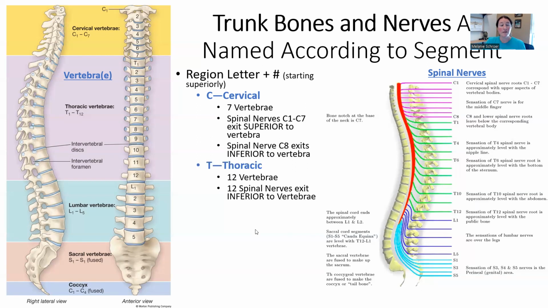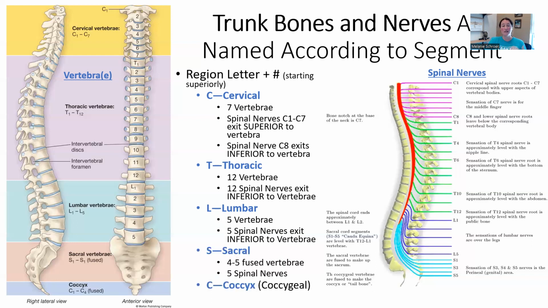Okay. In the thoracic region, we of course have 12 vertebrae, right? Each vertebra articulates with a pair of ribs. Okay, so these thoracic vertebrae have associated thoracic spinal nerves. Okay, all of these spinal nerves are named according to whatever vertebra is above it. Okay, so vertebra T1, spinal nerve T1 is underneath it. Vertebra T2, spinal nerve T2 is underneath it. Okay. In the lumbar, again, there are 5 vertebrae, 5 spinal nerves. Again, they exit underneath or inferiorly to the vertebra for which they are named.